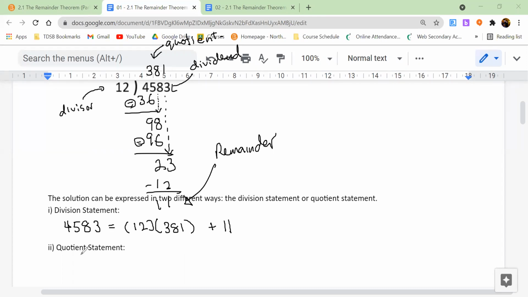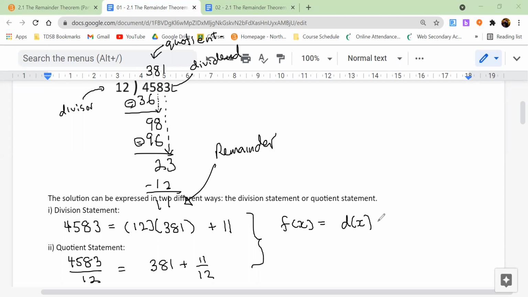If I were to write it as a quotient statement, literally a statement of the answer to division, okay, I am going to divide all 3 of these terms. So divided by 12, divided by 12, and divided by 12. And that is what a quotient statement is. So how we start it is 4583 divided by 12 is equal to 381 plus 11 over 12. That's your quotient statement.